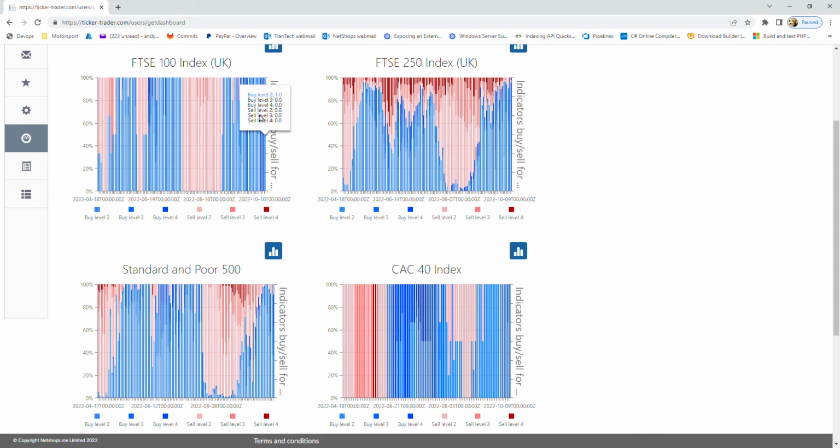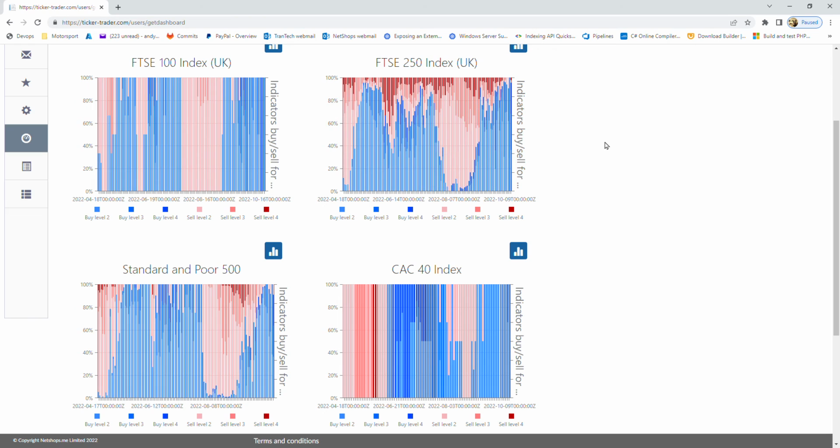So let me tell you what this means. The blue means that each blue line or blue block is a number of buy signals generated in that stock index for the day that we have here. These are days, each bar is a day. And the red is a sell signal, different levels of indicators for the signals generated on the days.